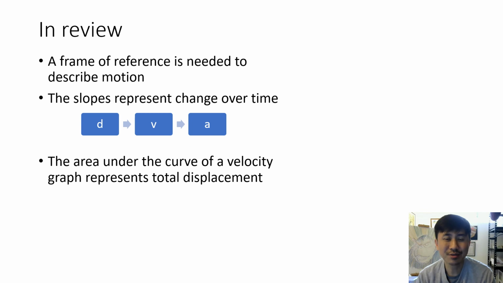Okay, in review, a frame of reference is needed. The frame of reference is something that stays still so that you kind of figure out if something is moving. When you go from displacement to velocity, the velocity is the slope of a displacement graph. The acceleration is the slope of a velocity graph. And then the other way around, if I wanted to find the total displacement of a graph and I only have a velocity curve, I'll just find the area under that curve.